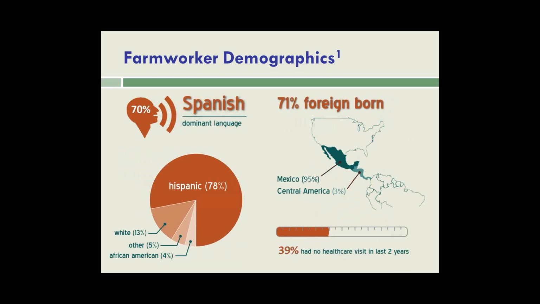The farm worker population is primarily a foreign-born population. 71% are foreign-born and reside in the United States. Even though the farm worker population is comprised of a vast majority of ethnicities and cultures, they are predominantly Hispanic. In fact, 78% of the farm worker population is of Hispanic descent. 70% of farm workers reported speaking Spanish as their predominant language.